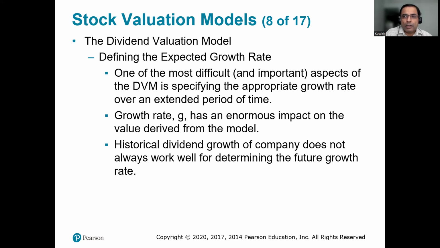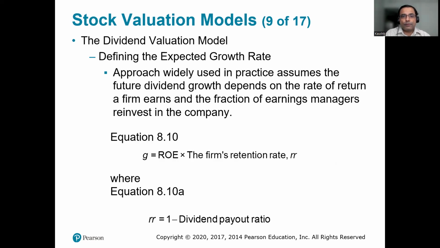So finding the dividend growth rate is difficult. And if we look at the historical data of dividend payout, we may not get a very good estimate of the future trends. Instead, we use this formula. We look at the rate of return and we look at the retention rate. Retention rate is 1 minus dividend payout rate. We use these two variables to find a more realistic estimate for the dividend growth rate.